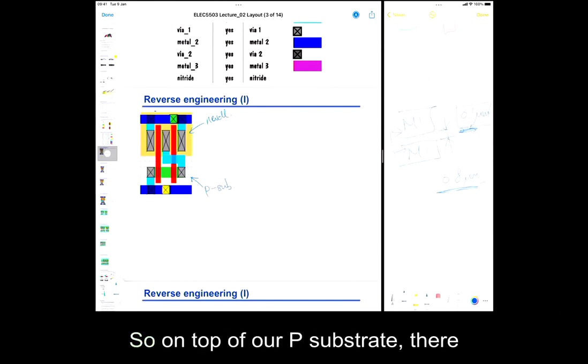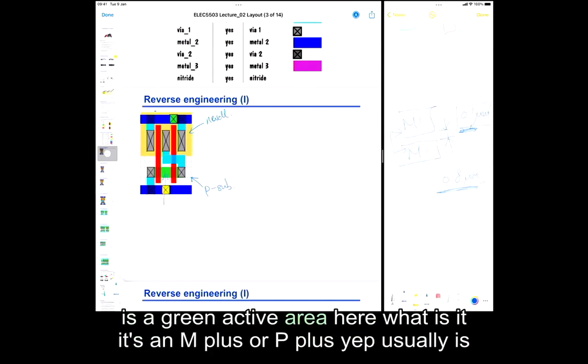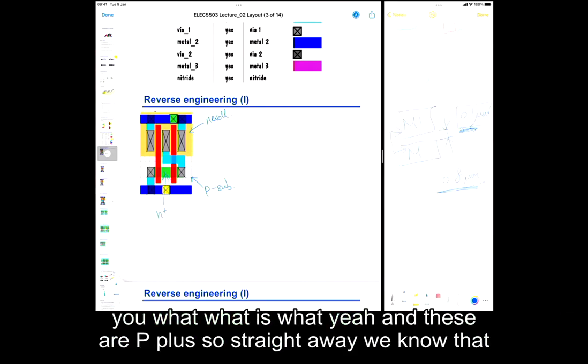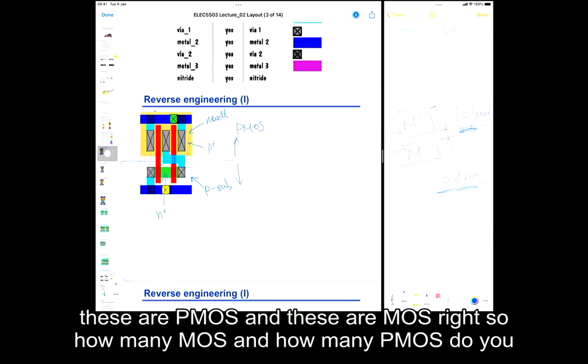So on top of our P substrate, there is a green active area here. What is it? Is it N plus or P plus? Yep, usually it's N plus. Well, this is a real reverse engineering problem. In the test, I'll tell you what is what, yeah? And these are P plus. So straight away, we know that these are PMOS and these are NMOS, right?